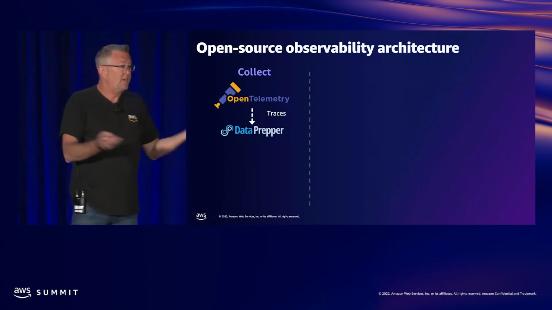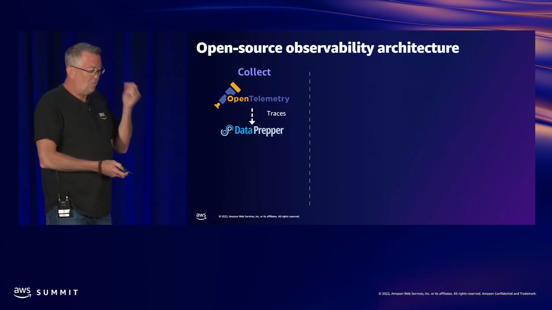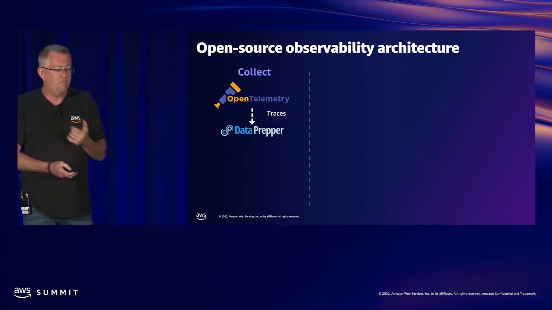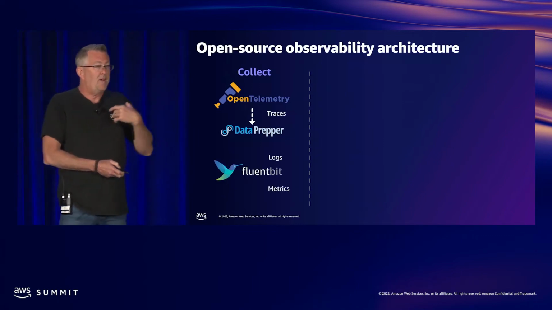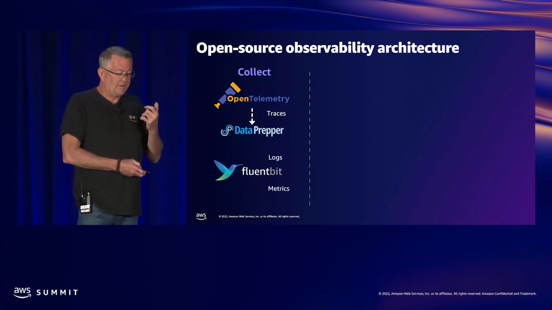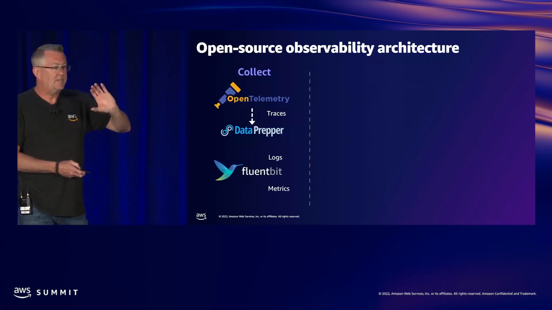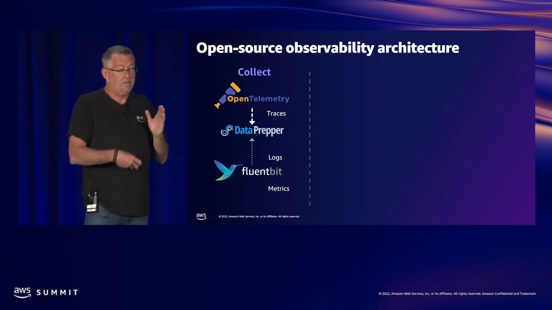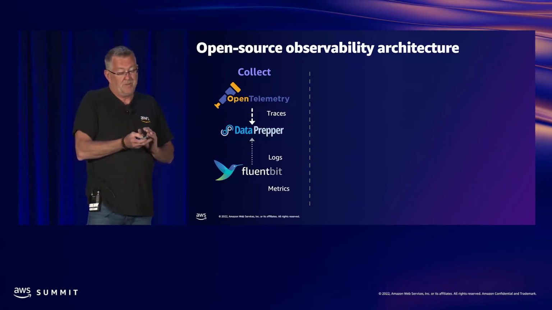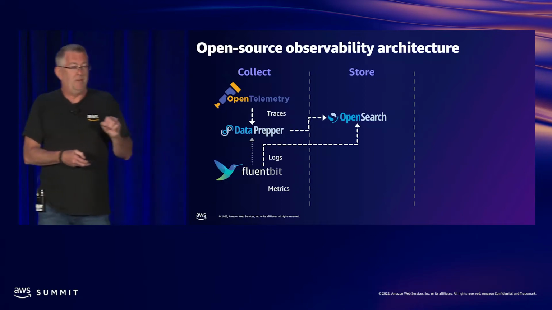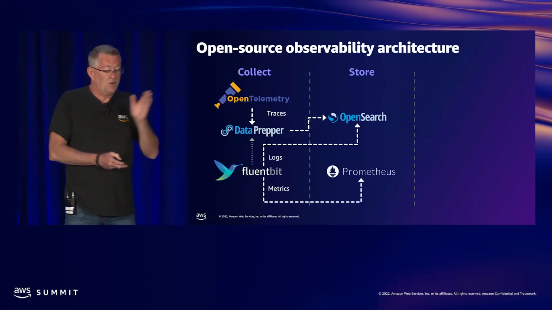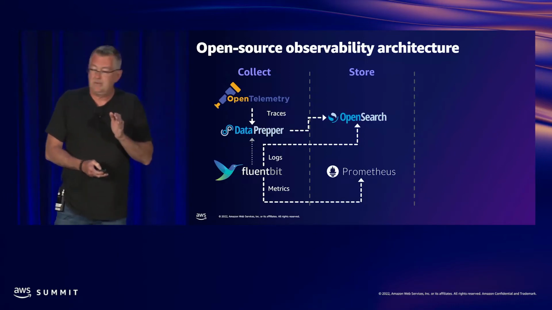So in the end, when we look at this architecture, you have OpenTelemetry, which can talk to Data Prepper, and this is the trace component. You also have Fluent Bit, which does the logs and the metrics. Now you can send your logs to Data Prepper if you want, but typically you're going to use Fluent Bit and Data Prepper to talk to OpenSearch. Then your metrics are going to go to Prometheus.